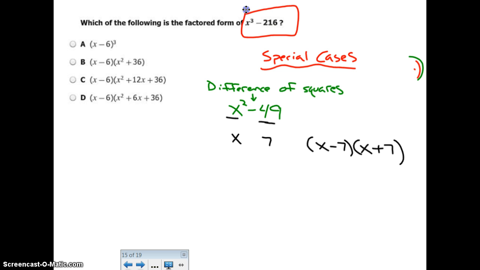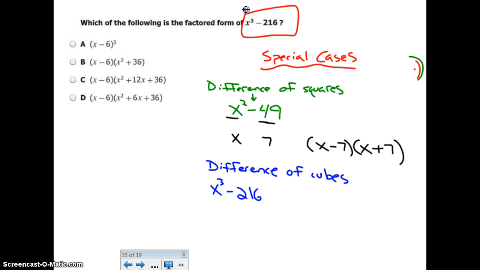Then we also learned about difference of cubes. And that's what our problem up here is, a difference of cubes. Okay, so if you have a problem like x cubed minus 216, which we have, okay, it's going to follow a pattern.